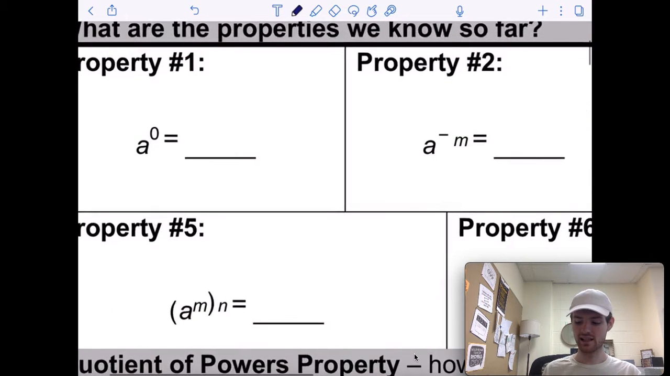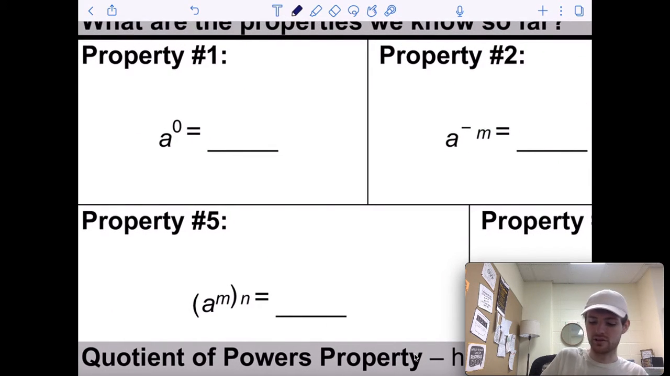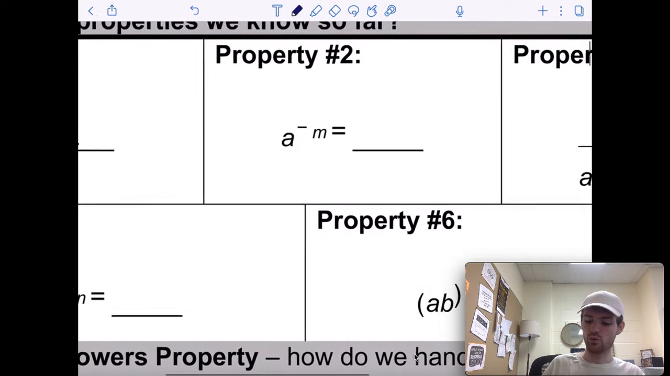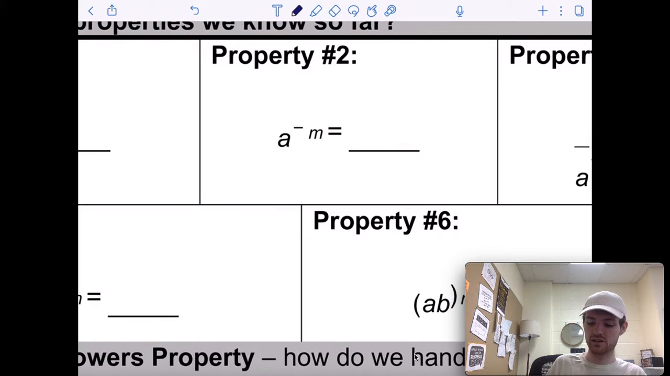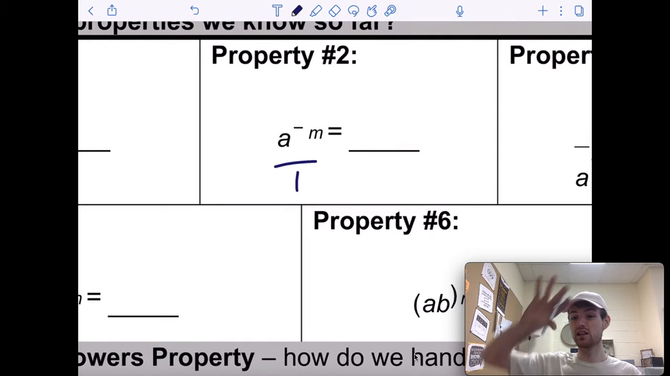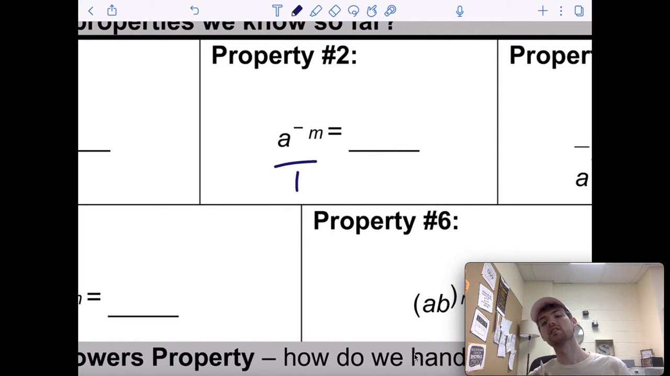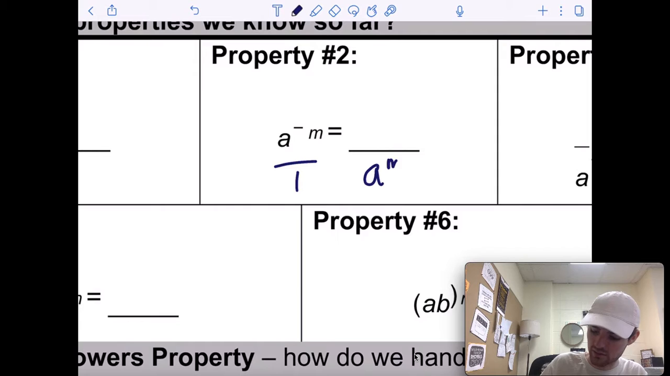Property 1. Anything to the power of 0 gives us 1. When we have a negative exponent, we need to make sure we take it where it is and move it to the other side of our fraction. Here it starts in the top, it's going to end up in the bottom. When we move that fraction, the exponent changes from negative to positive.